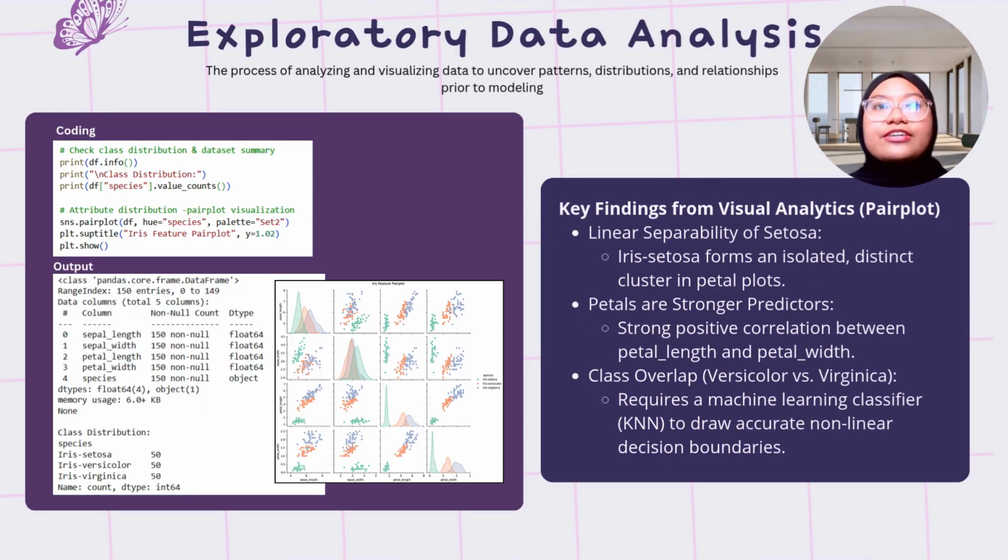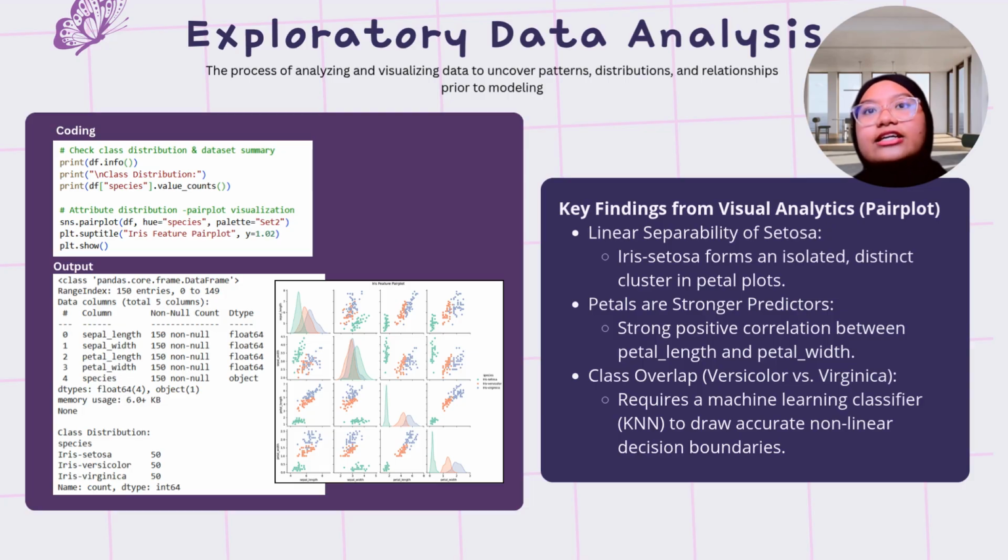During exploratory data analysis, we inspected dataset summaries and generated a pair plot to visualize feature relationships across species. As shown in our execution output, the data types are clean float values with balanced 50 sample distributions for setosa, versicolor, and virginica. From our visual analytics, three key insights emerge.